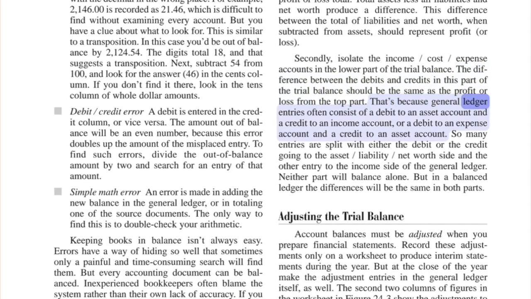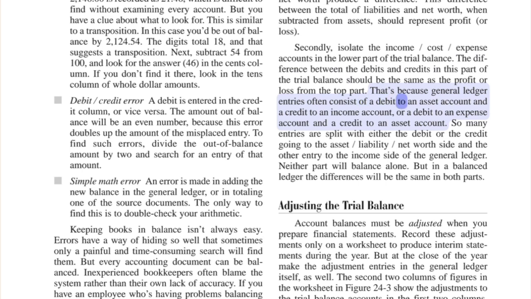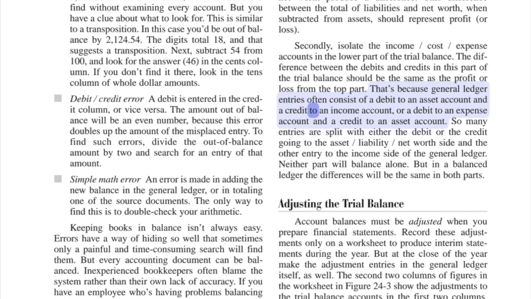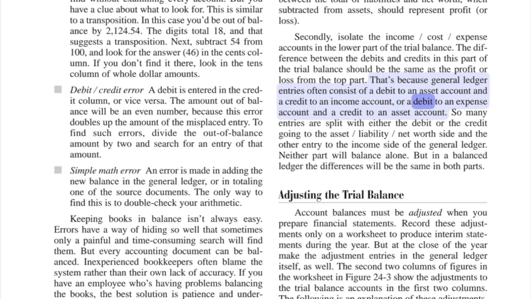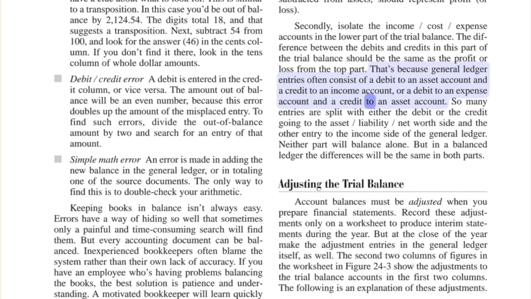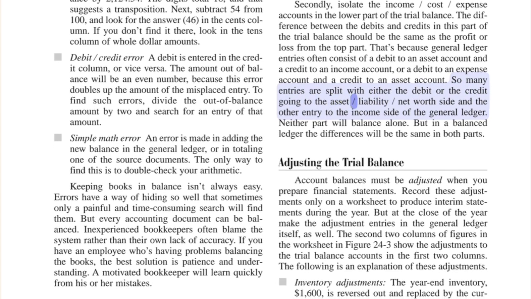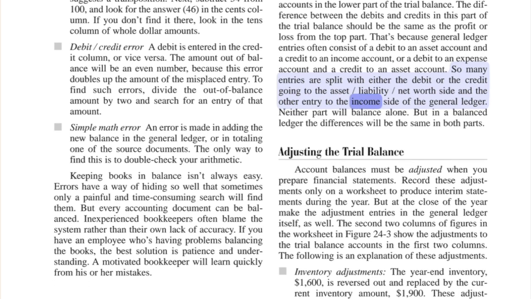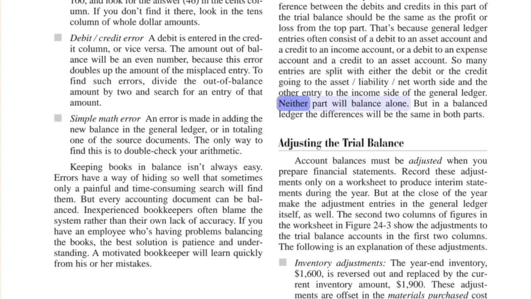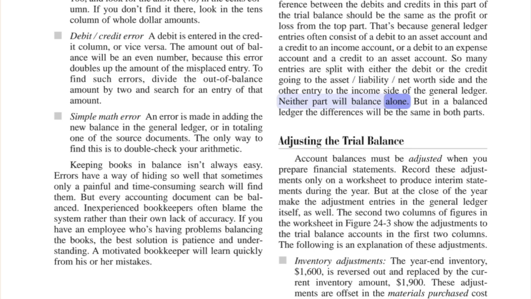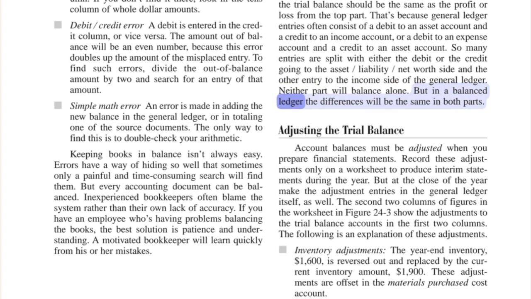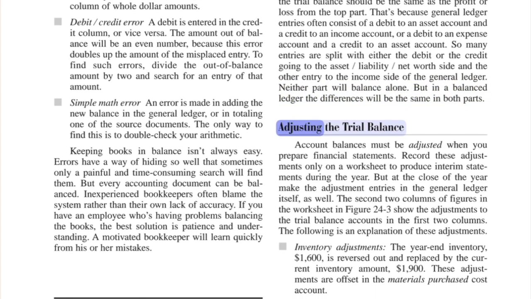That's because general ledger entries often consist of a debit to an asset account and a credit to an income account, or a debit to an expense account and a credit to an asset account. So many entries are split with either the debit or the credit going to the asset, liability, net worth side, and the other entry to the income side of the general ledger. Neither part will balance alone, but in a balanced ledger, the differences will be the same in both parts.